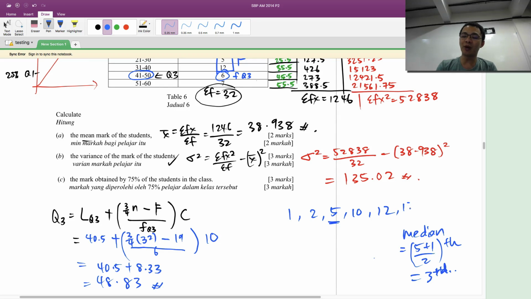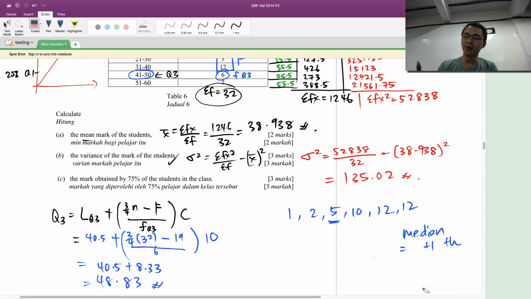However, if I add one more number, I have 6 numbers here. If I do 6 plus 1 over 2, I will get the 3.5th. So 3.5 means what? It means it will be between 3 and 4, because 3.5 means the third number plus the fourth number over 2, isn't it? So I know the median is somewhere in the middle. Therefore, I will actually do 5 plus 10 over 2 to get my median.